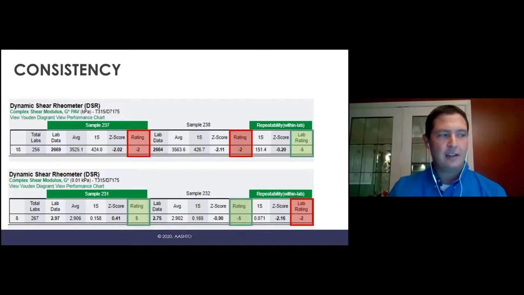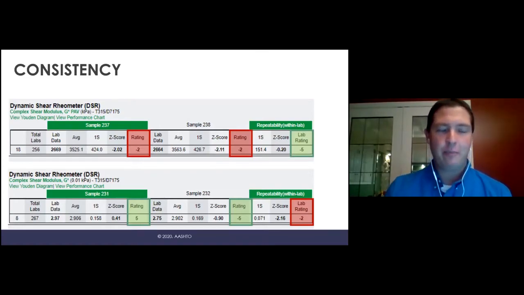If you look at that bottom case, you can see the z-score for sample 231 is 0.41. So it's on the high side of the average. And the z-score for sample 232 is at -0.9. So it's on the low side of the average. And being that 0.9 is very close to 1, it's pretty far out there when you're talking about the distribution. So that's why you see that low rating for the repeatability. They're on opposite sides of the distribution, and they're pretty far apart.